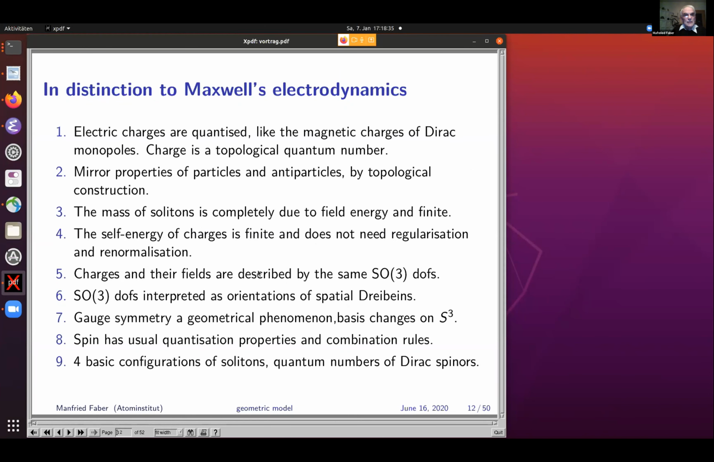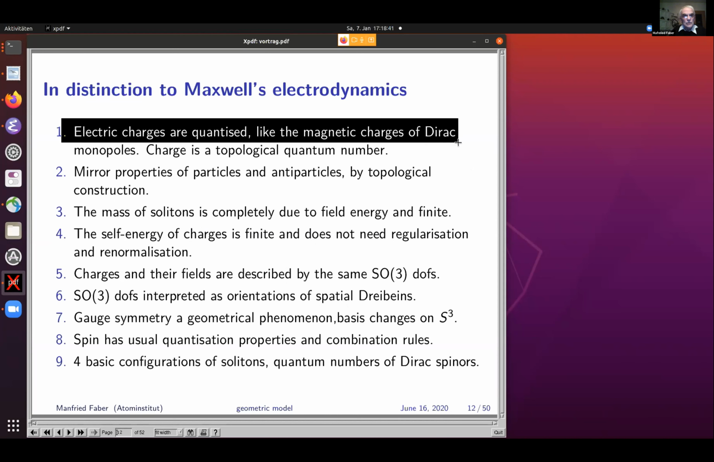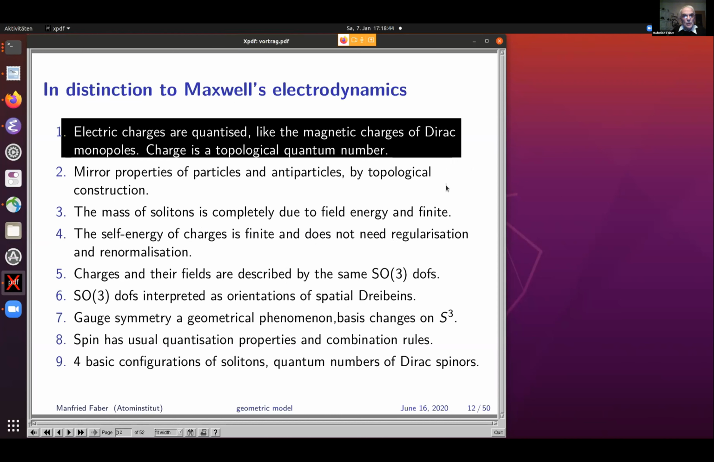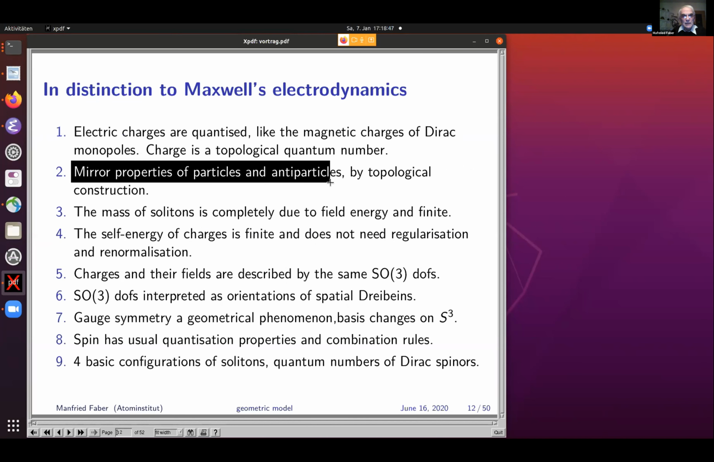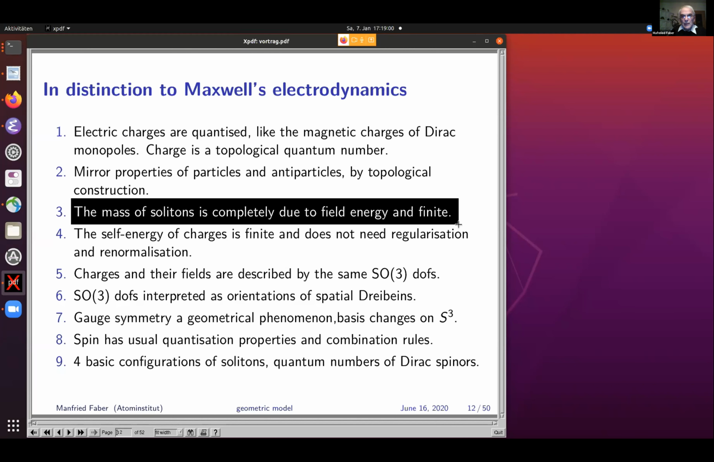In distinction to Maxwell electrodynamics, I have electric charges which are quantized, like the magnetic charges of Dirac monopoles. Charge is a topological quantum number. I have mirror properties of particles and antiparticles due to the topological construction. Okay? Particles and antiparticles have the same mass and opposite charge. The mass of solitons is completely due to field energy and finite.